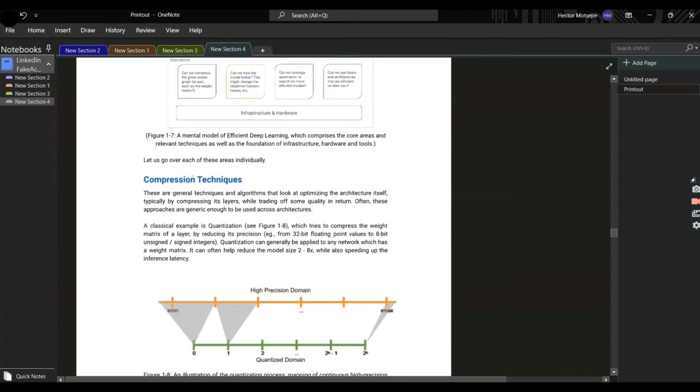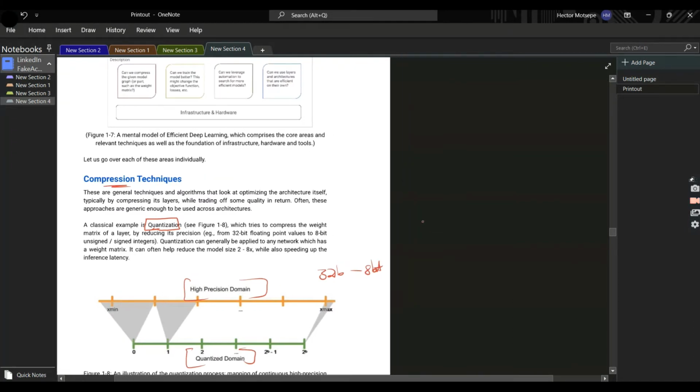The first compression technique is quantization. You can think of quantization in simple terms as mapping a high-precision domain to a quantized domain. Think of it as moving from 32-bit to something like 8-bit. For a better perspective, let's say we have a weight, and a weight is always a matrix. So we have weights arranged like this, say 4 times 4, which gives us 16. Then we can multiply this by 32-bit and divide by 8, which gives us 64. So this is 32-bit.